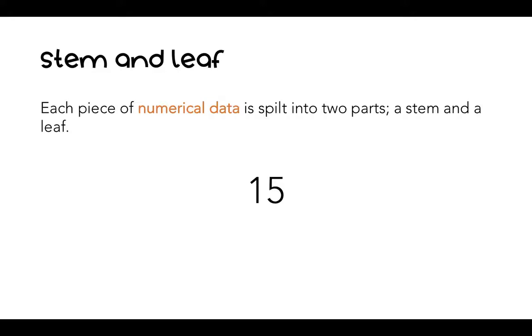So here we have a number called 15, and now we're going to identify what is the stem and what is the leaf. So let's split it in half. And we can see here that we have one half here and one here. So this one is called our stem and this one is our leaf. So we can say our stem equals 1 and our leaf equals 5.